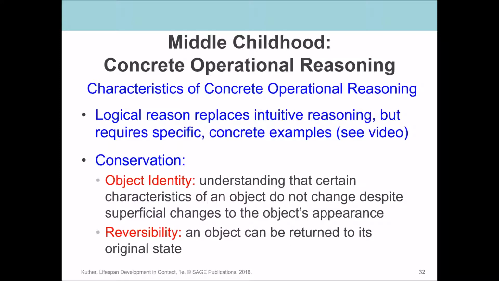So conservation described earlier, they've achieved that at this stage. For example, object identity, the understanding that characteristics of an object don't change despite superficial changes in its appearance. They understand reversibility, that an object can return to its original state, so it undoes the superficial physical alterations by which it was changed, like pouring it into a different glass, a different shape. So most children can solve conservation problems by age 7 or 8.